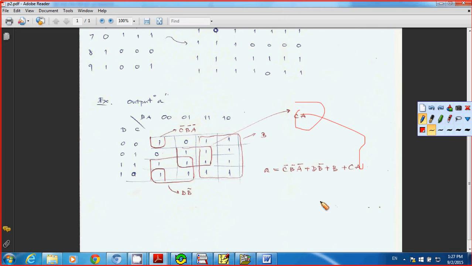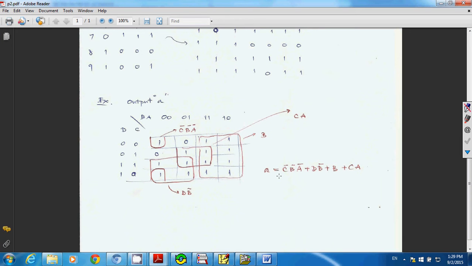1 here, 2, 3, and 4. This guy. Okay, so this is how you design your output for output A. And then you can also go to your PSpice to draw the circuit for output A. This is how it works.